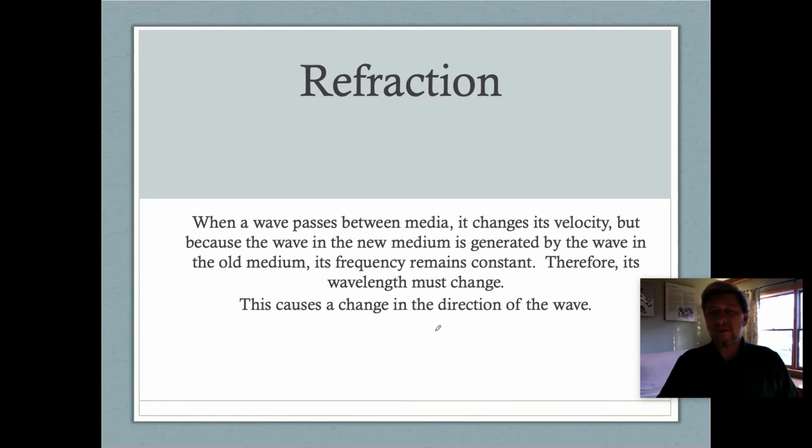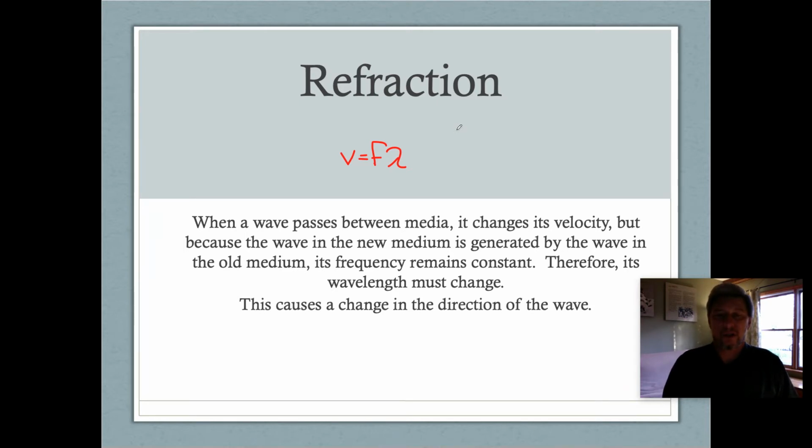When a wave passes between media, it changes its velocity. But because the wave in the new medium is generated by the wave in the old medium, its frequency remains constant. Now think about that. Remember the rule: v equals frequency times wavelength. So when a wave passes between media, it travels at a different speed in different media. And because the wave in the new medium is generated by the wave in the old medium, the frequency has to stay the same. Therefore, the wavelength must change.